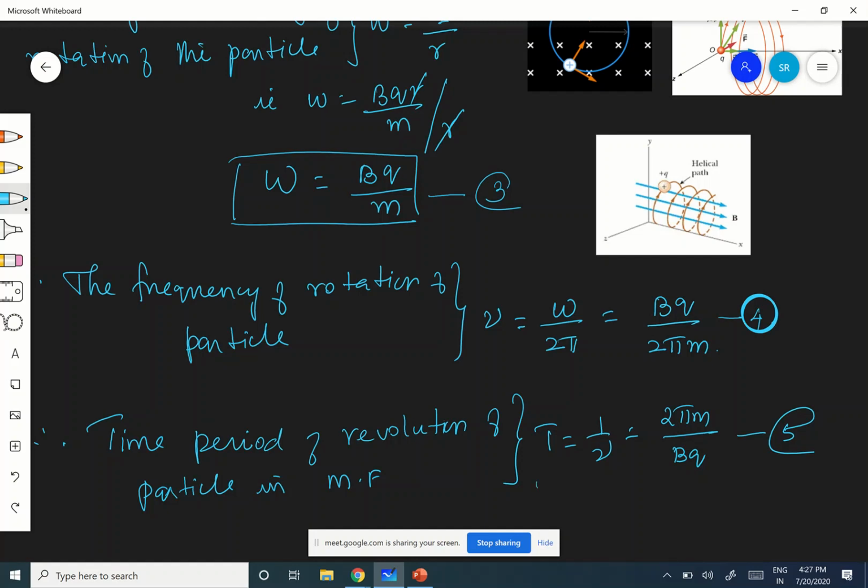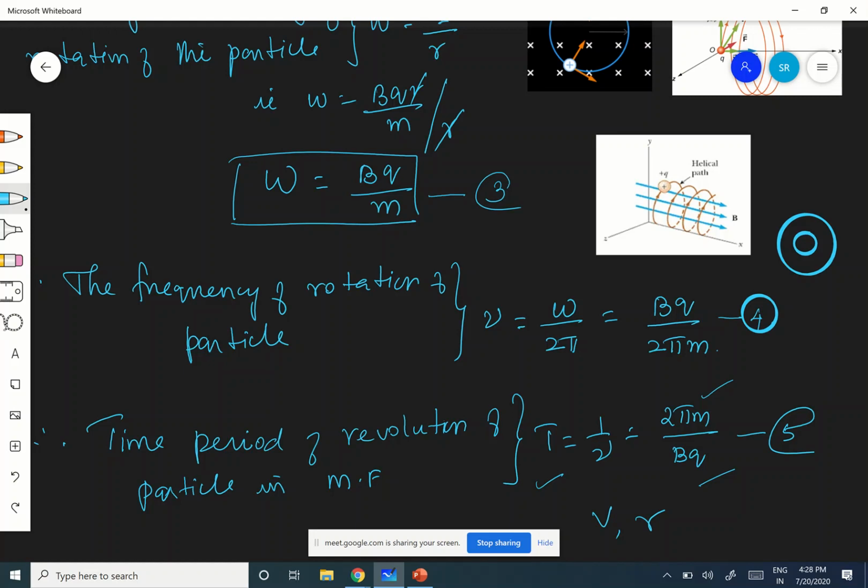See, the time period formula is 2 pi m by BQ. Right, we got it. But does it depend on the velocity of the charged particle? No, there is no velocity here. It is independent of velocity and it is independent of the radius also. Whatever the radius of the circular path, let the radius be very small, let the radius be very big, whatever the radius, it traces that circular path in the same time, T equal to 2 pi m by BQ only.